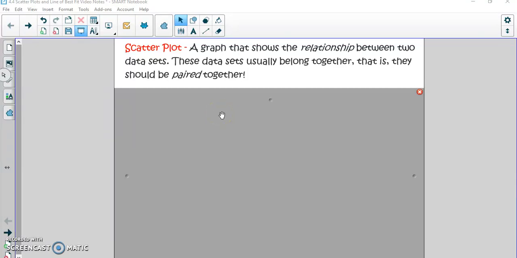So today's topic is about scatterplots and lines of best fit. First, you need to define what a scatterplot is. A scatterplot is just a graph that shows a relationship between two data sets. The two data sets that we tend to plot together usually belong together, so sometimes we call them paired data.